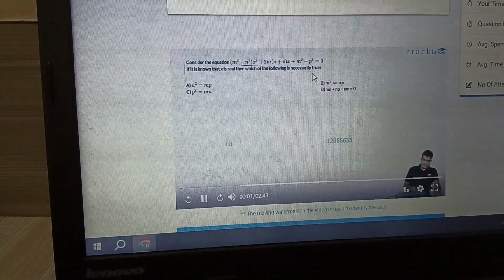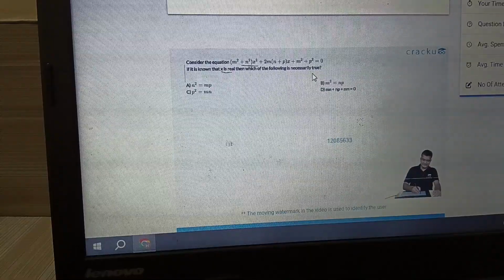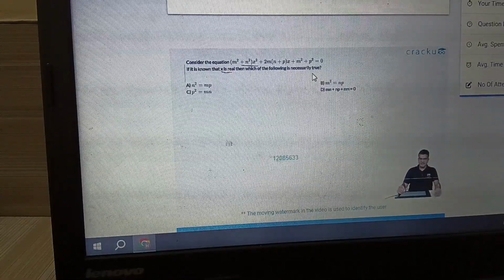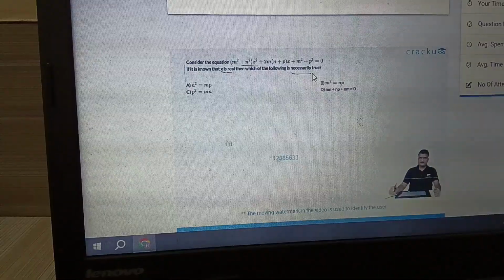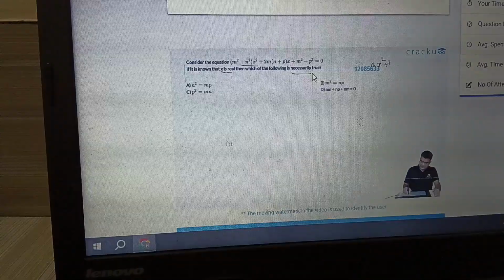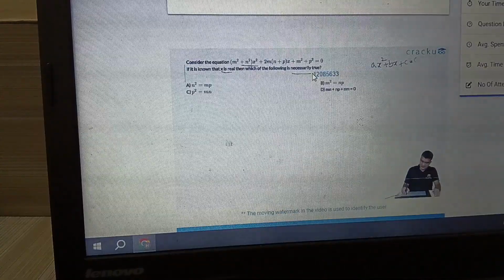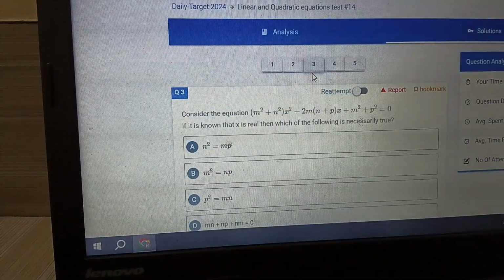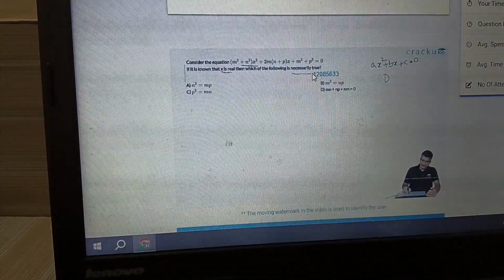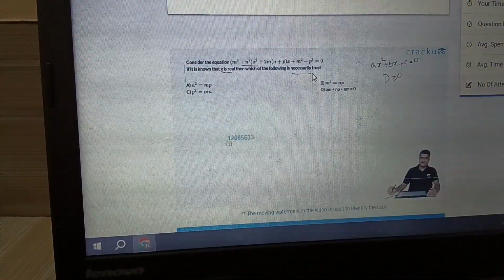We are given a quadratic equation in x and we are told that x is real. That is, the quadratic equation has real roots, and we are asked to find out which of the following is necessarily true. If you are given a quadratic equation of the form ax square plus bx plus c is equal to 0, and you are told that the roots of this quadratic equation are real, then it would imply that the discriminant is greater than or equal to 0.